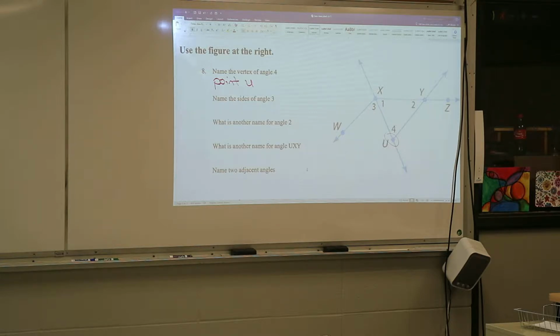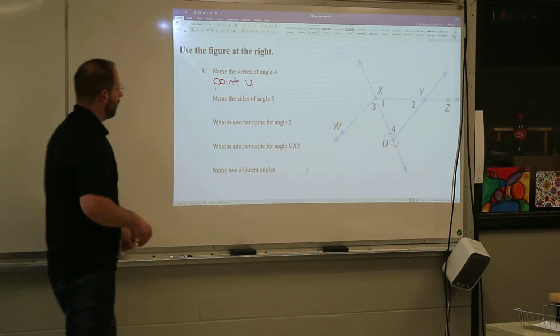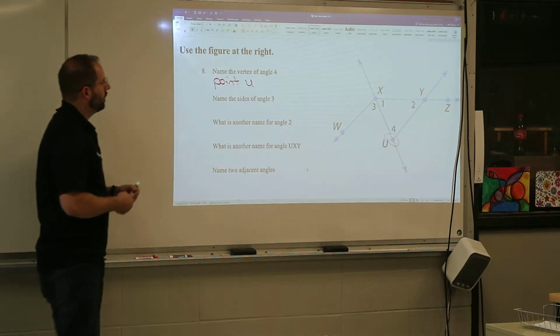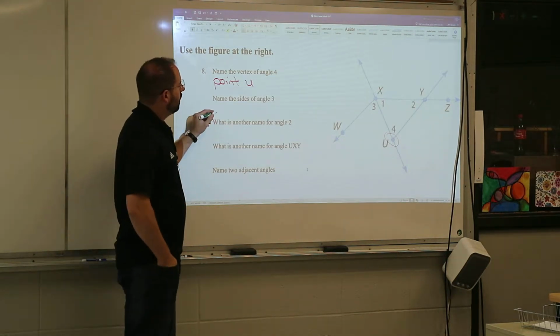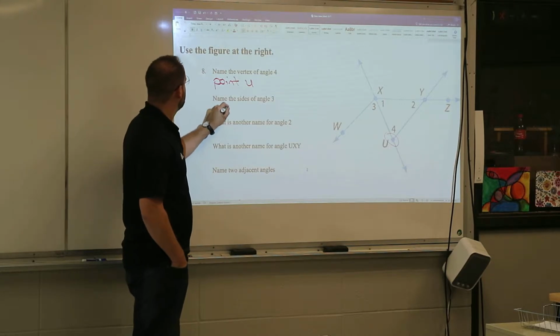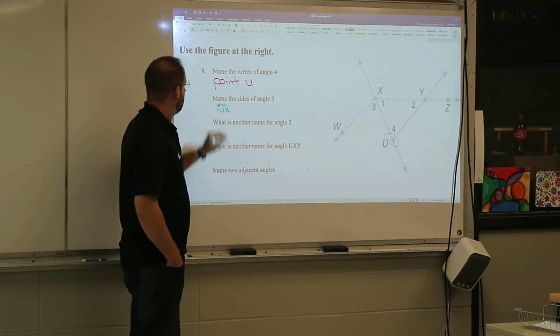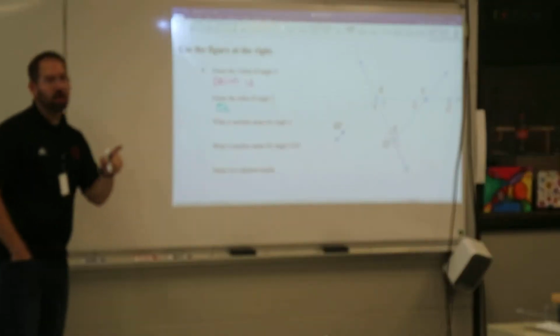Okay, number 2. Name the sides of angle 3. Sides of angle 3. George, what's one of them? WX. WX. The arrow above X and the arrow above W. Okay, good. Yep. Okay, that's one. What's the other one?